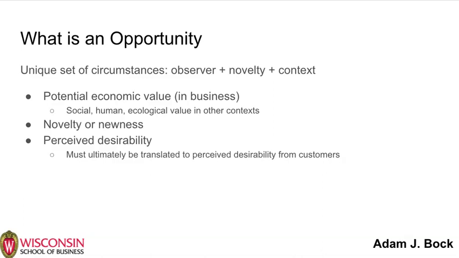The textbook talks about three elements. One, the potential economic value. Clearly that's specific to business. There's many other kinds of value that could be associated with an opportunity. Social value, human value, ecological value. Just depends on the context in which you're trying to create change. The second item, again, is this element of novelty or newness. And the third one is perceived desirability.